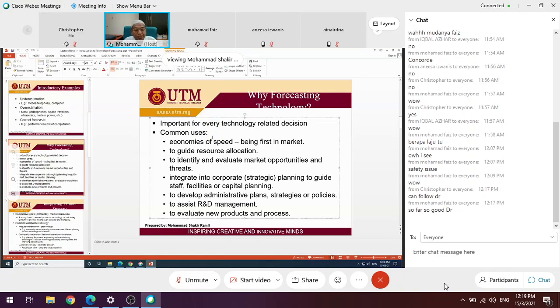Why? Because forecasting is support information in making decisions. Without a good forecast, it can be underestimated, it can be overestimated. So you need some basis for a good forecast, especially once it relates to a technology decision. Whether you want to adopt a technology or whether you want to introduce, when to introduce a technology or a product, you need technology forecasting.